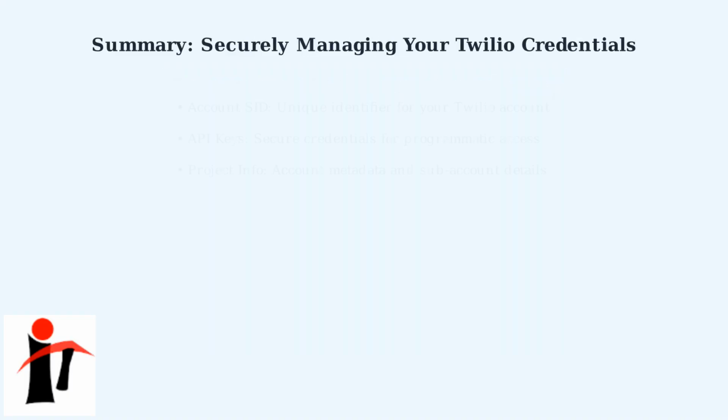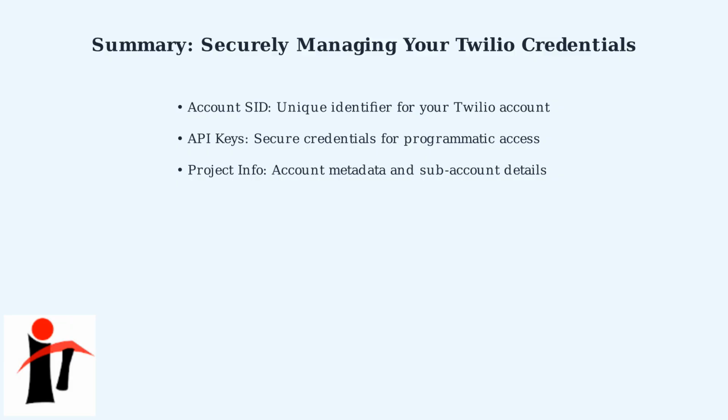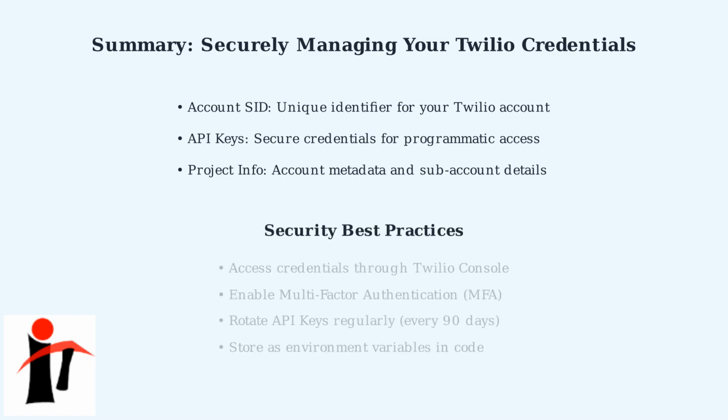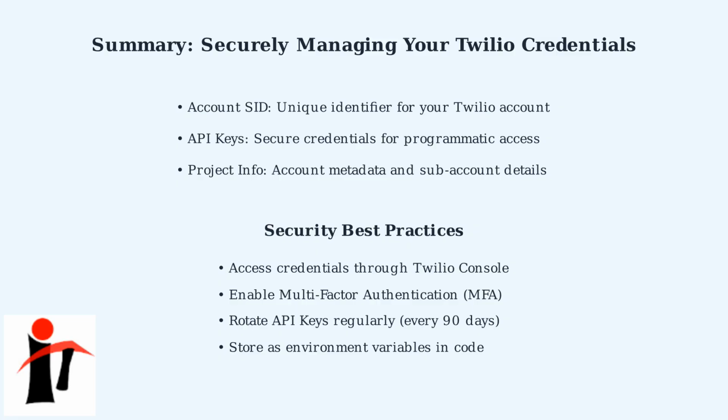In summary, the account SID uniquely identifies your Twilio account for all API interactions. API keys provide secure, granular access for programmatic operations, while Project Info contains essential account metadata like subaccounts and billing details. Always access these credentials through the Twilio console, where you can view Account SID, create API keys, and manage project info securely. Enable multi-factor authentication for console access to add an extra layer of security.